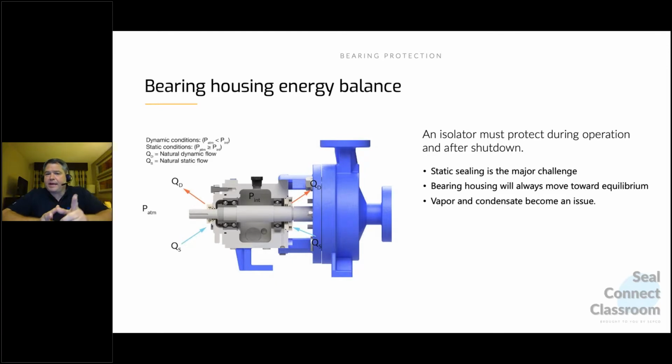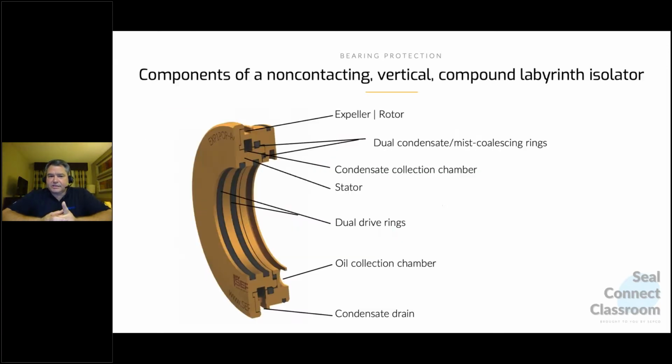And going back to the other slide, this is showing a compounding, non-contacting labyrinth seal. There's a lot of these out there. There's lip seals, there's contacting seals, there's compounding seals that have lip seals inside and contacting seals. There's, I don't know, 50, 100 different types of seals.